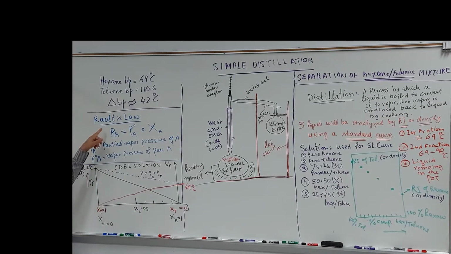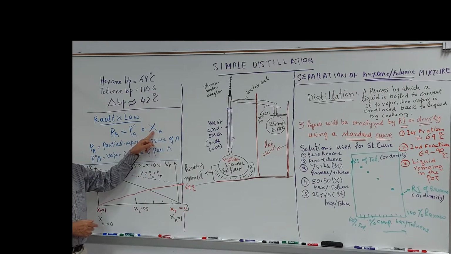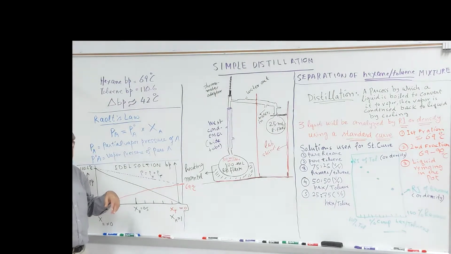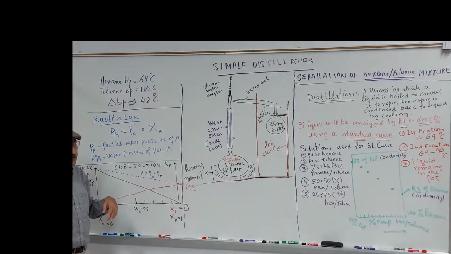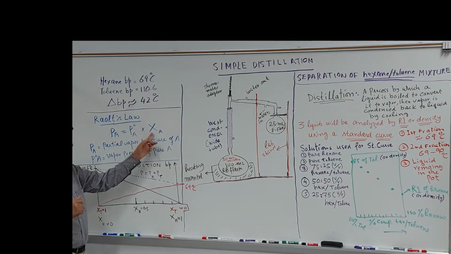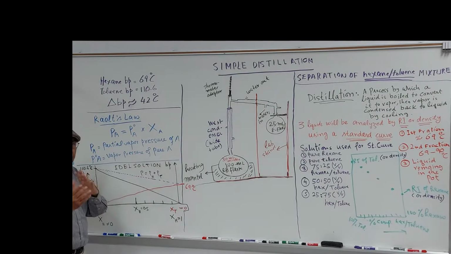And the other law that we are going to make use of is Raoult's law. Raoult's law is basically that the partial pressure of A is equal to the vapor pressure of pure liquid A multiplied by the mole fraction of A. Mole fraction of A is the number of moles of A divided by the number of moles of A plus B, if there are only two components. So you can roughly correlate it with percentage volume by volume. Percentage volume by volume is almost the same thing in terms of mole fractions.